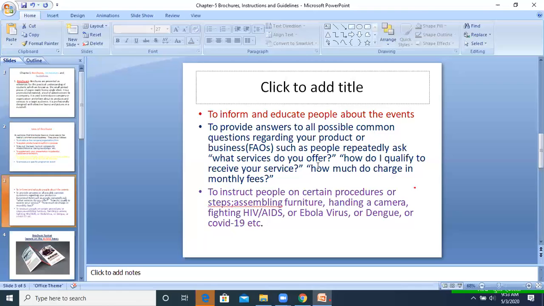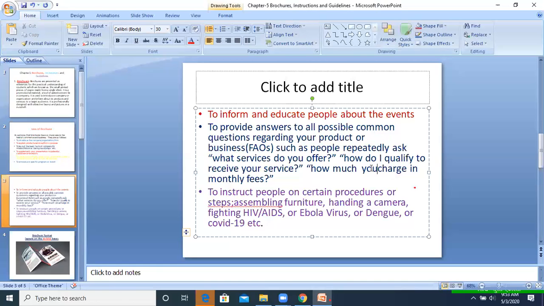Second question: how do I qualify to receive your service? The second question looks very weighty. How do I qualify? It means whether I am qualified or not to receive your service. And the last question: how much do you charge in monthly fee? Let me write here, you, Y-O-U. How much do you charge in monthly fee?